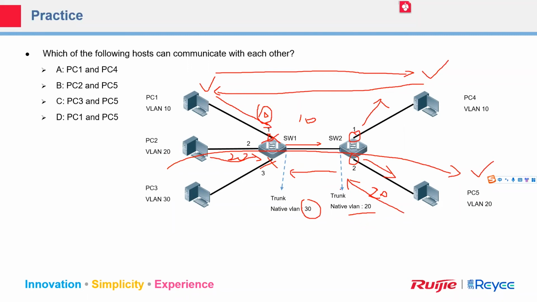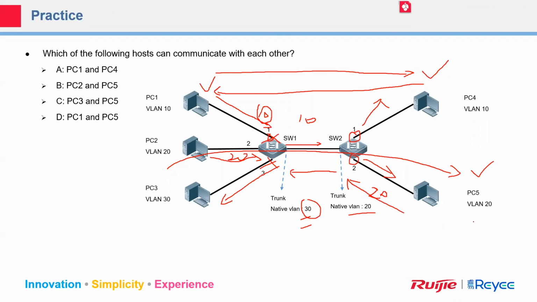So when switch 2 sends out the packet without the VLAN tag, when switch 1 receives it, it will add the tag, right? Because we don't see the VLAN information. So which VLAN will be added? VLAN 30. This is the native VLAN. And finally, because this packet has the VLAN 30 information, the packets will be sent out of PC3.